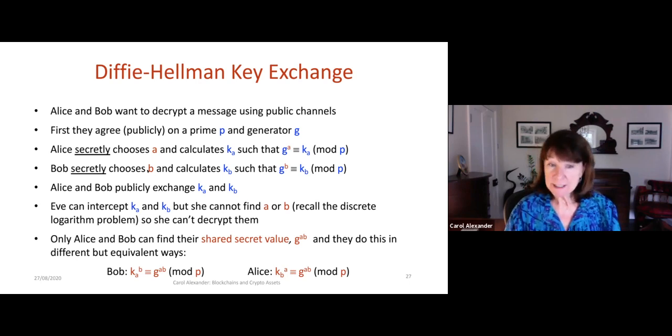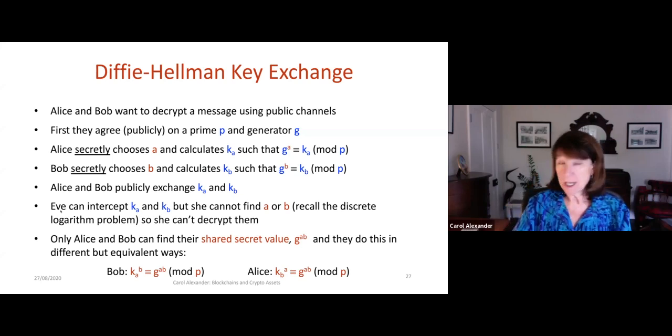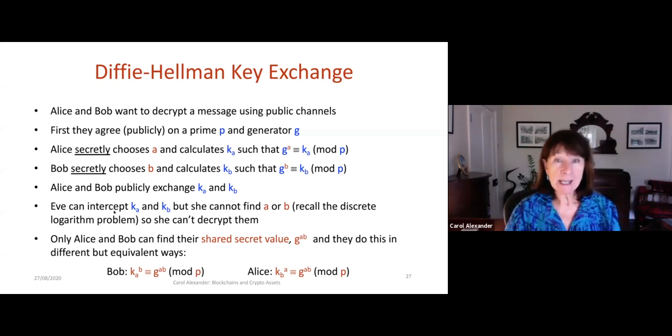So Bob does similarly. He chooses some secret B and calculates G to the power B, and they publicly exchange Ka and Kb. Now Eve, who is evil, can intercept Ka and Kb, but she can't find A or B because of this discrete logarithm problem. So she can't decrypt them. Only Alice and Bob can find their shared secret value.